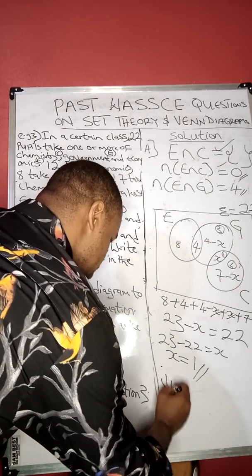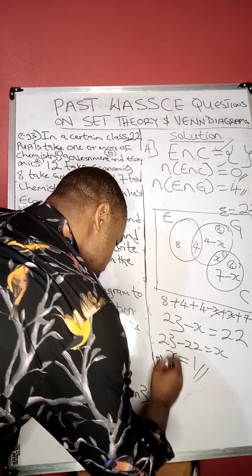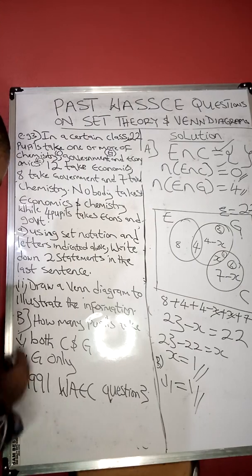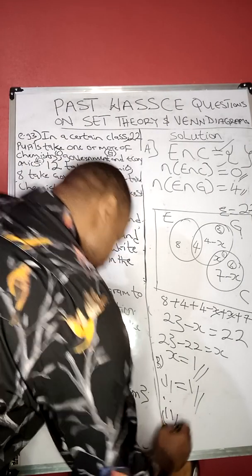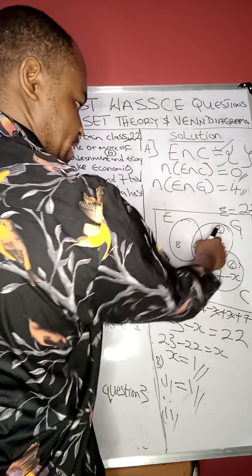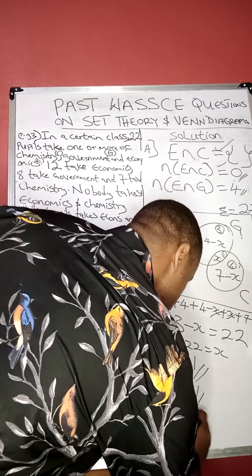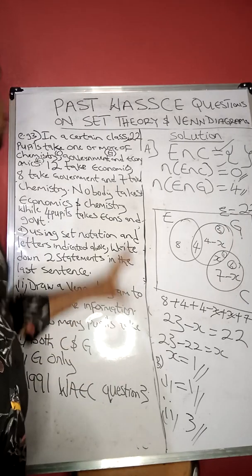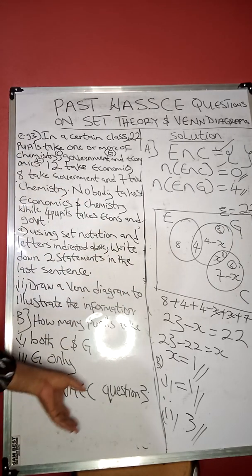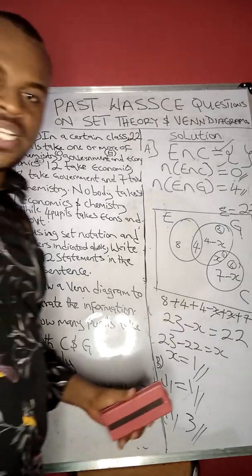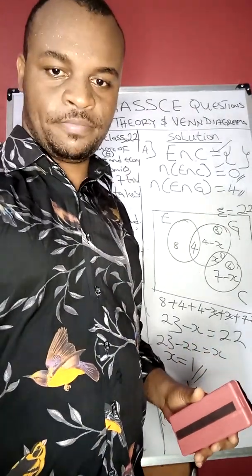So question B1 says both C and G means that takes here and here is x. Our answer is 1. Then the second question says how many pupils take government only? G only, which is 3. All right. Now we've concluded with this question. So this is the 1991 WAEC question, question number 3. We've solved it completely. All right, now we'll be looking at another example.